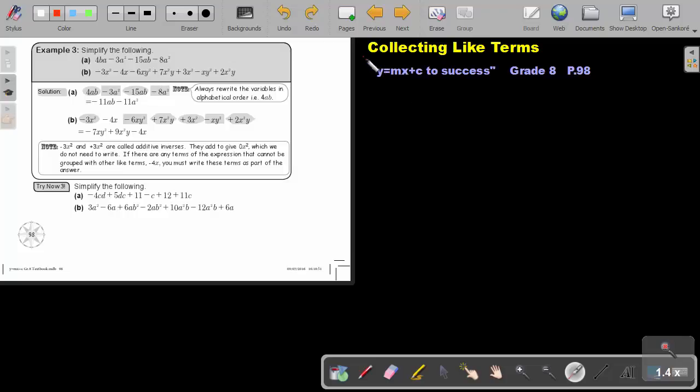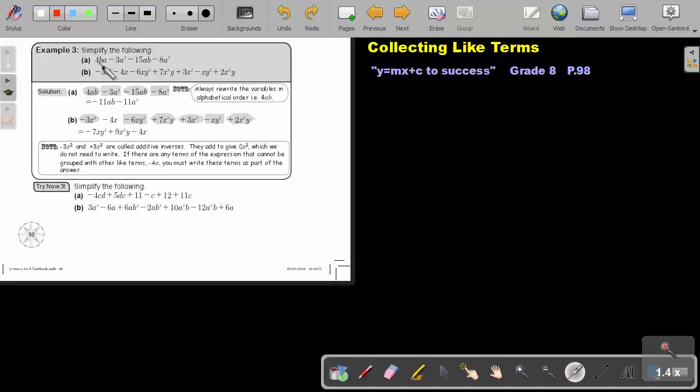Part 3, we're going to continue with collecting like terms. You will find this on page 98 in the Namibian Mathematics Grade 8 textbook, y equals mx plus c to success. Now, let's look at another example.